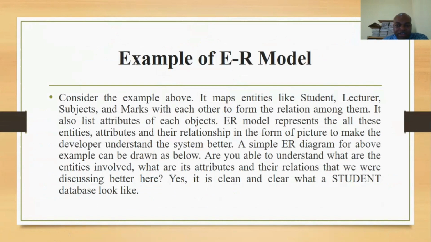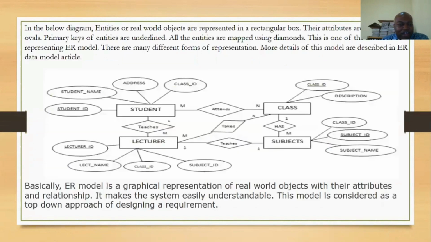Another example, we want to look at the example now. Consider the example above. It maps entities like students, lecturer, subjects, and marks with each other to form relations among them. It also lists attributes of each object. The entity relationship model represents all these entities, attributes, and relationships in the form of pictures to make the developers understand the system better. A simple ER diagram for the above example can be drawn as below, as we are going to see in the subsequent slide. Are you able to understand what the entities involved are, what their attributes are, and the relations we are discussing? Yes, it is clear what a student's database looks like.